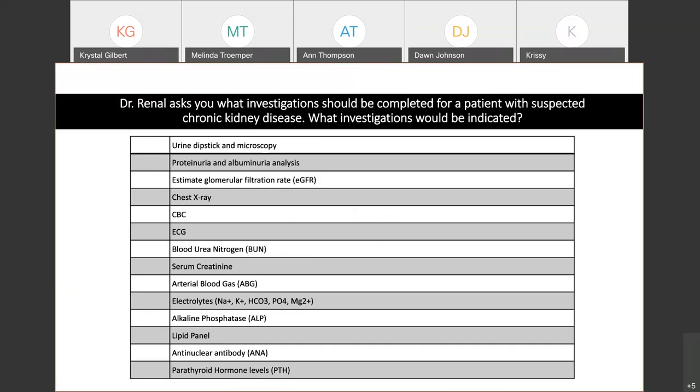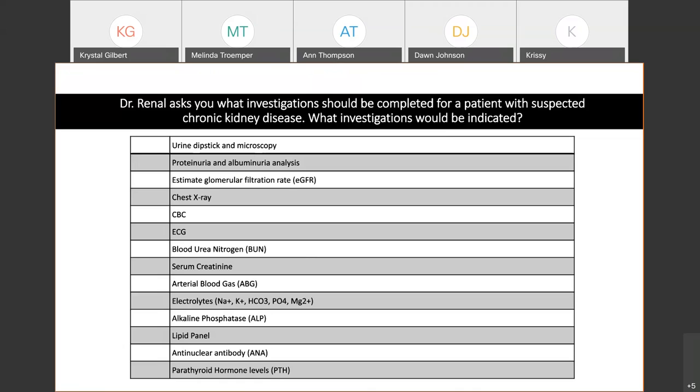So Dr. Renal asked you what investigations should be completed for a patient with suspected chronic kidney disease. What investigations would be indicated? So we're looking for CKD. So what kind of things lab-wise would we want to do? Urine dipstick and microscopy. So that's your urinalysis. Yes. What about proteinuria and albuminuria analysis? Looking for protein and albumin in the urine. Yes. What about a chest x-ray?